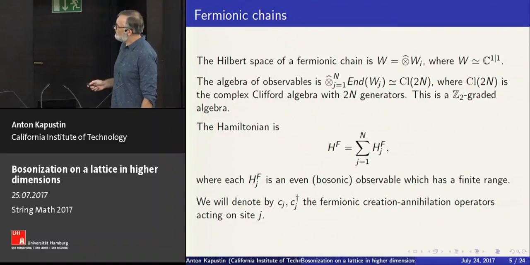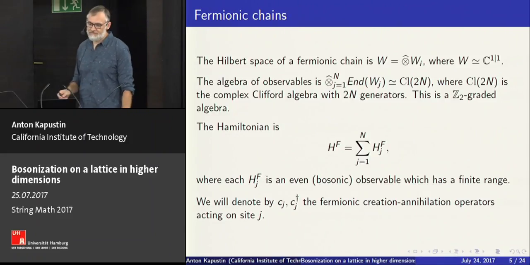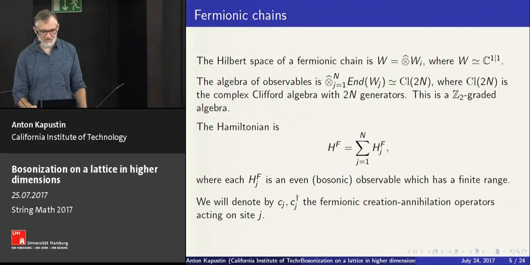And I'll denote local observables on each side. Well, there are different bases you can choose. For example, you can choose fermionic creation and annihilation operators, call them C and C dagger. They generate the whole algebra.